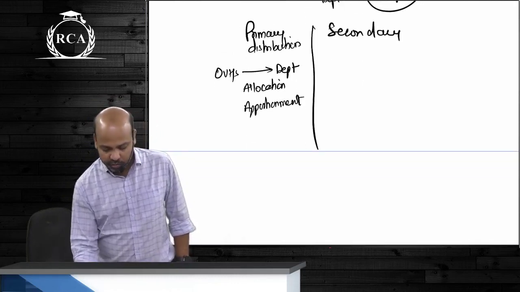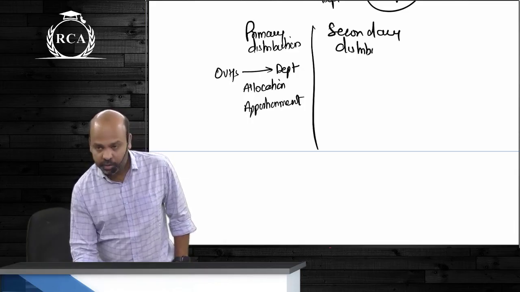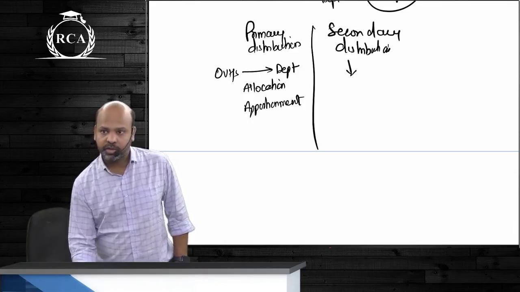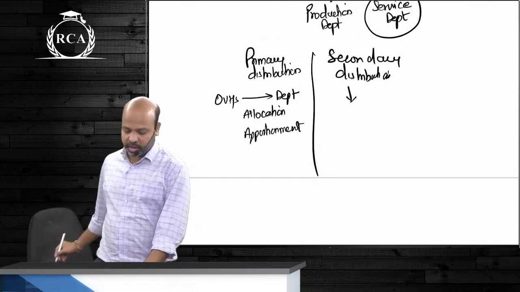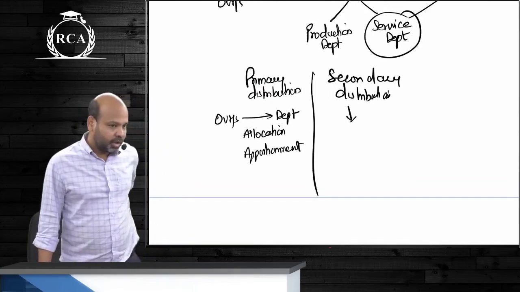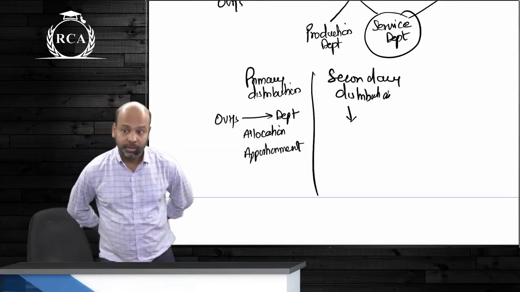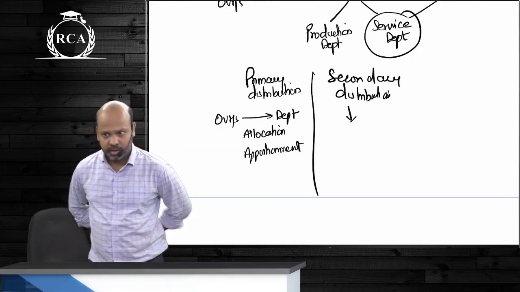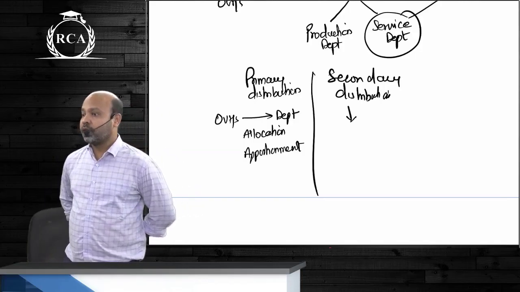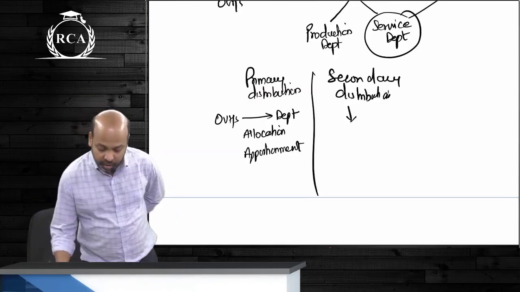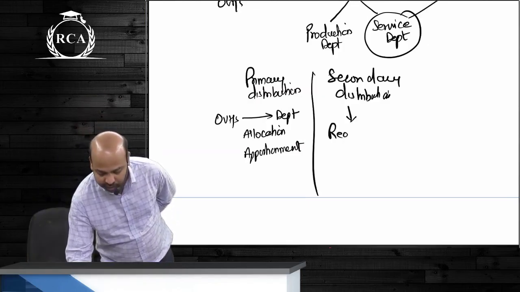I'm giving you an overview of the entire chapter, so that when I'm solving questions, guys, you should be able to understand about secondary distribution. What we do here is, from service departments, we are going to allocate cost back to production departments. It is called secondary distribution or reapportionment. What did we do so far?